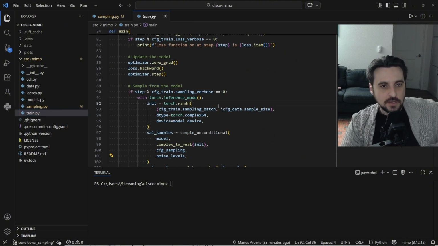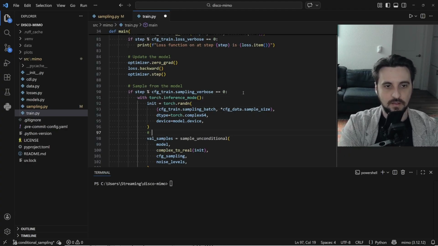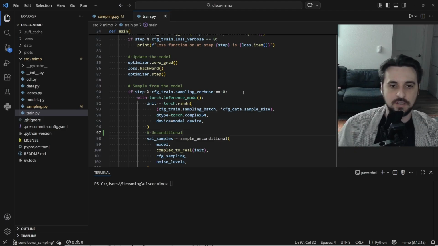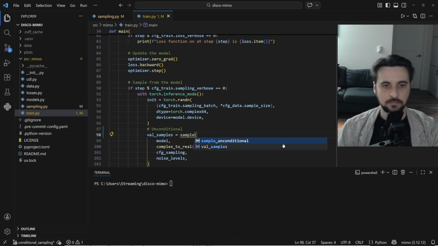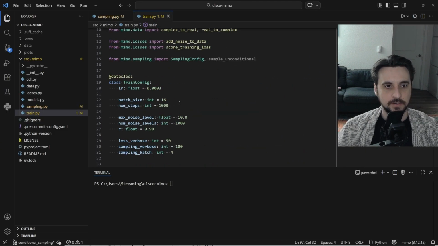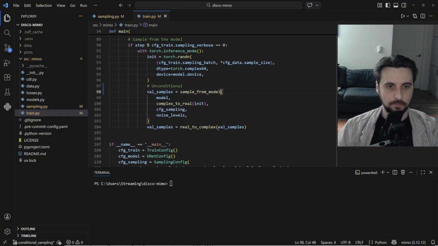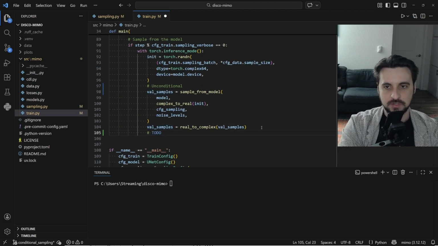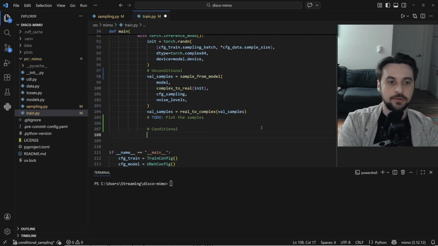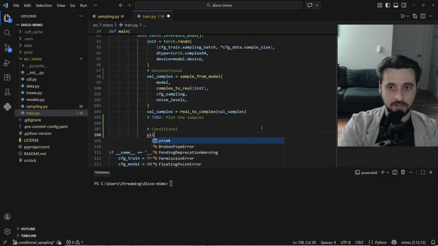So before, we used to sample from the model unconditionally. Let's also sample conditionally now, right? So we can say sample. Oh wait, what did we change here? Oh, it's just called sample from model, okay. We have to do something with these. Plot the samples, and we also sample conditionally. Now to sample conditionally, we need to generate the measurements in the first place, and the pilots. So now we can do this here.